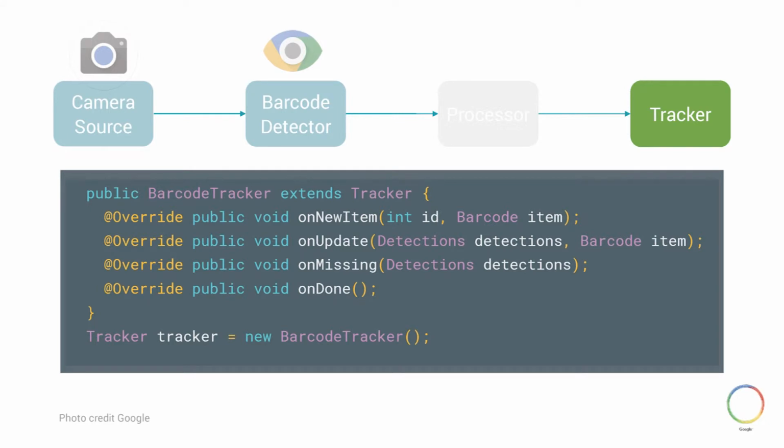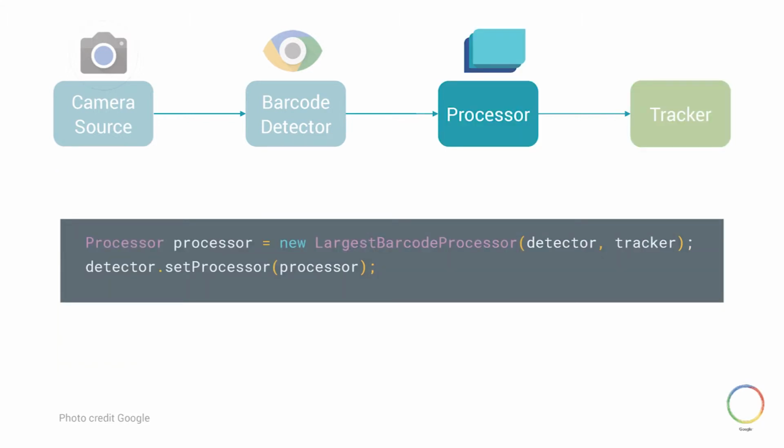onMissing is called if such a barcode is no longer available for certain times. It might be due to it moving outside of your camera frame, or it got occluded temporarily. If it still cannot be detected over several frames, onDone is called, which tells you this barcode is no longer visible. We're going to discard all the resources we're using for this barcode.